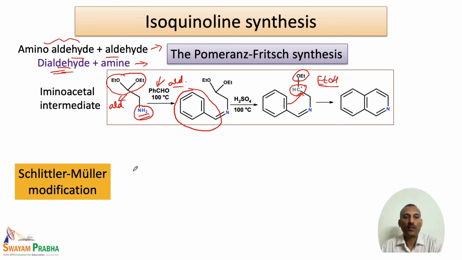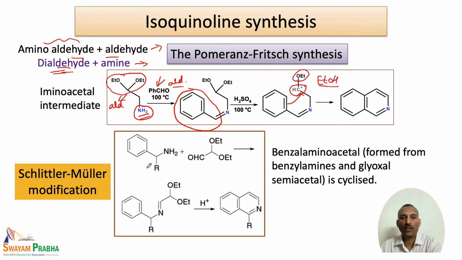The Schlittler-Müller modification is shown here. In this particular case, benzyl aminoacetal is formed from the benzylamine and the glyoxal semiacetal. So, this is the glyoxal semiacetal and this is the benzylamine. When these two condense, we end up with the benzyl aminoacetal.